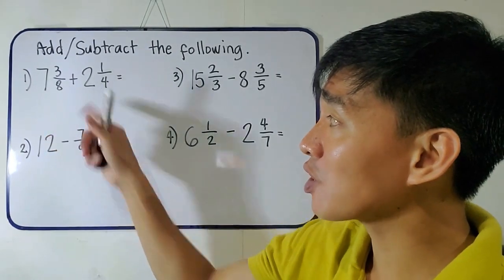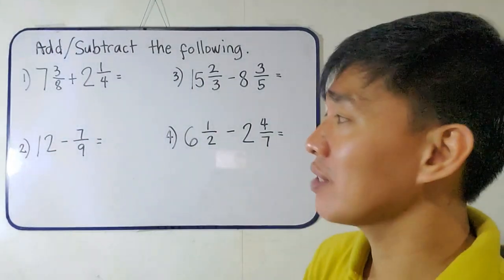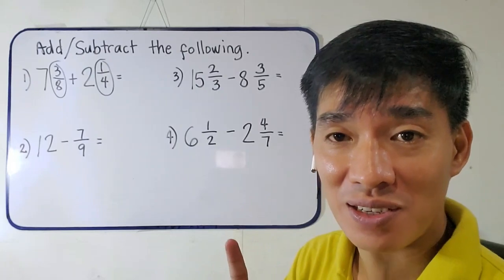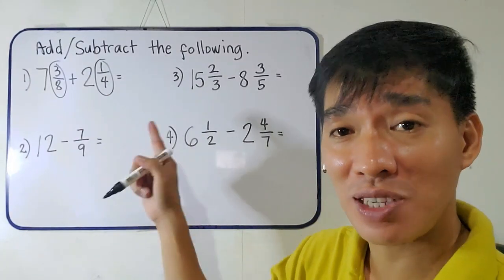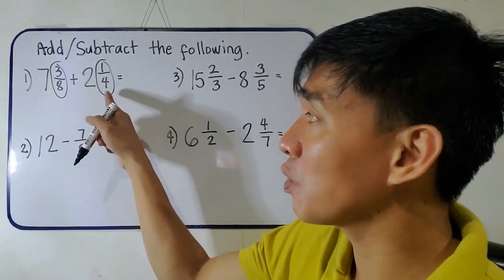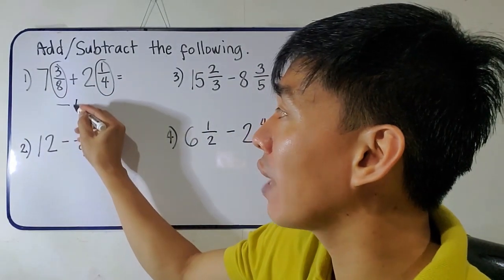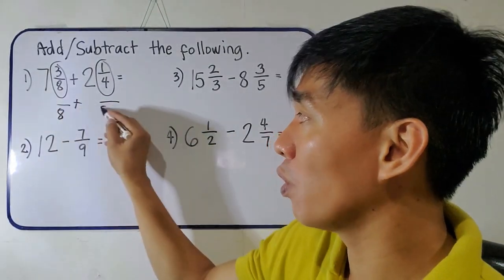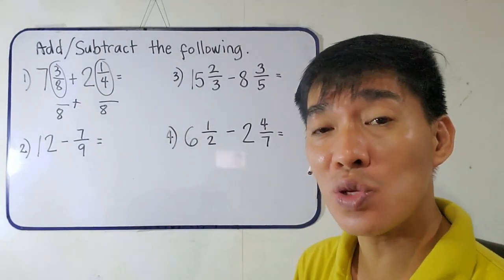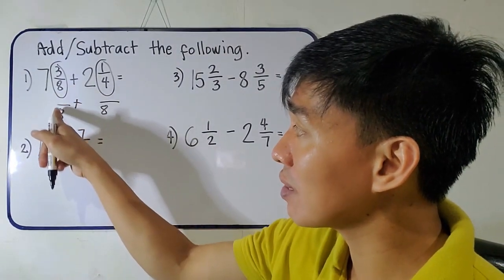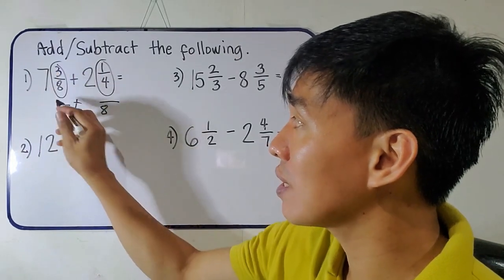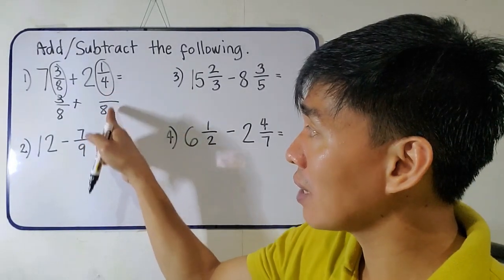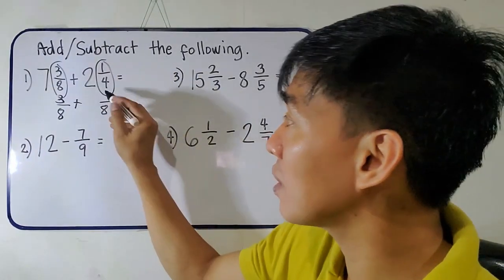In this case, our fractions here are 3/8 and 1/4. Just set aside the whole numbers. Focus your attention on the fractions. Of course, the fractions here don't have the same denominator, so we have to look for their LCD. The smallest number where these two will meet is 8. So we use 8 as our new denominator. Because the denominators are now the same, you just copy the numerator. So 3/8 stays 3/8. Here, 4 becomes 8. So 8 divided by 4 is 2, times 1, so that's 2.